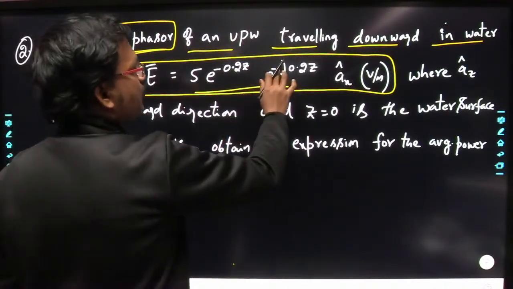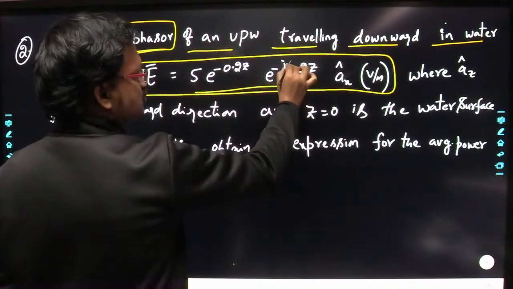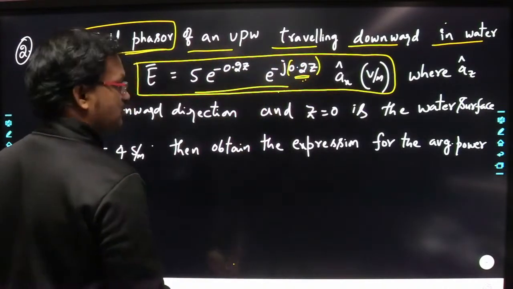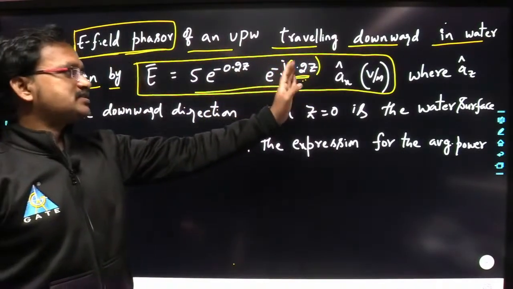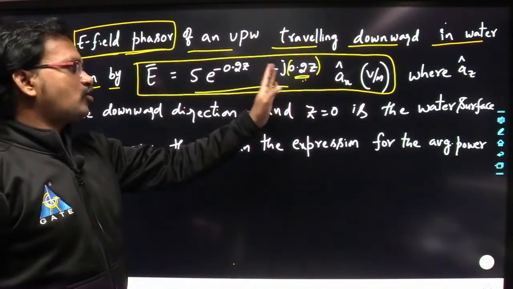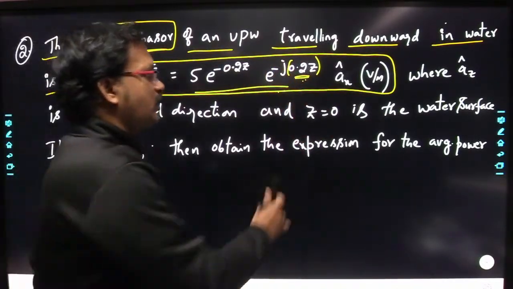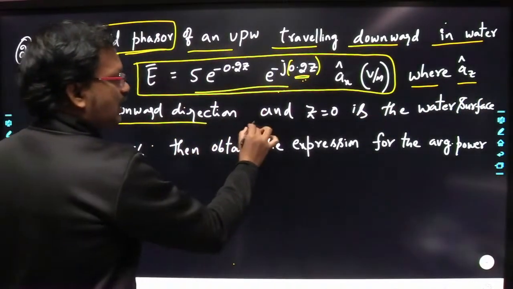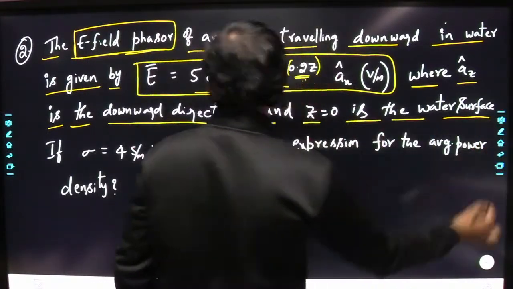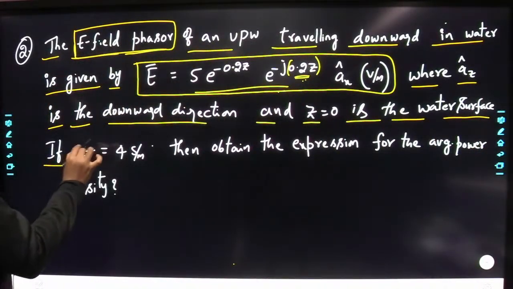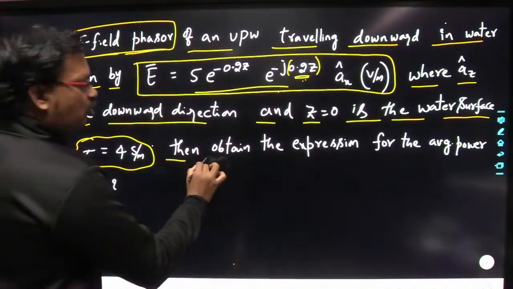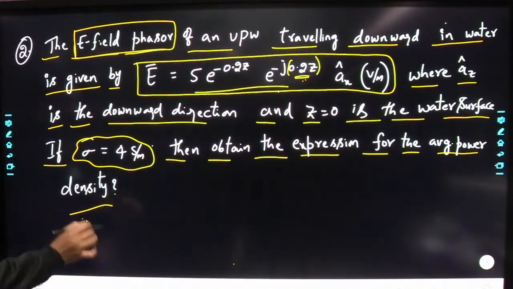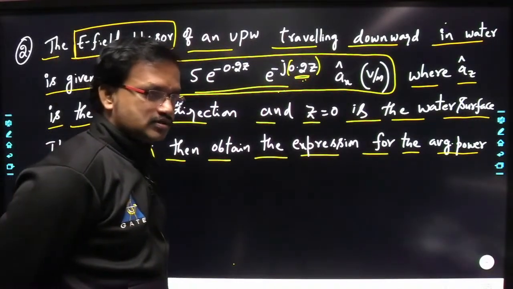Next they have given e power minus j 0.2 z. This is the spatial phase, the phase of the wave. It is just like e power minus j beta z. Here a z cap is the downward direction and z equal to 0 is the water surface. If sigma equals 4 Siemens per meter, then obtain the expression for the average power density. This is what they are asking.